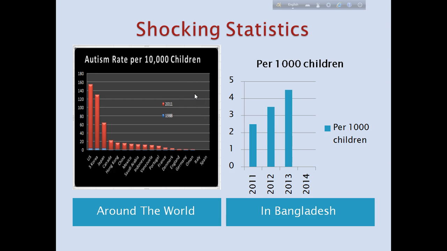Now, look at the right side. It shows the picture of our country, Bangladesh. In 2011, the percent was 2%. In 2012, it was 3.5. In 2013, the rate crossed 4.5. Still, it is increasing. The situation is putting a question mark in our minds.